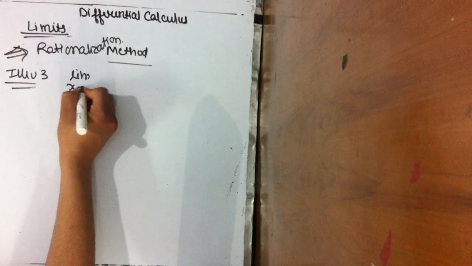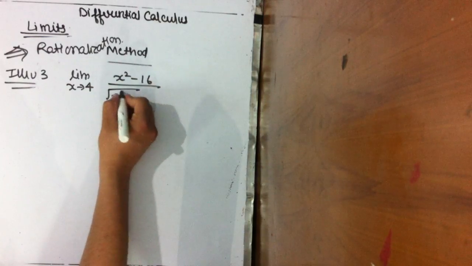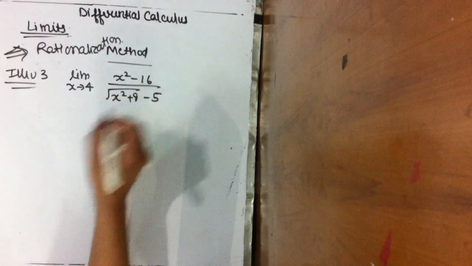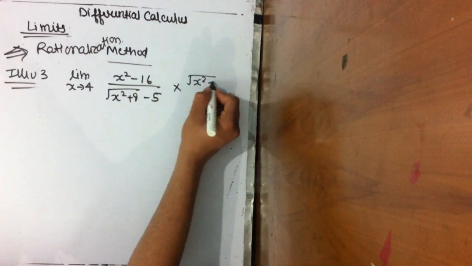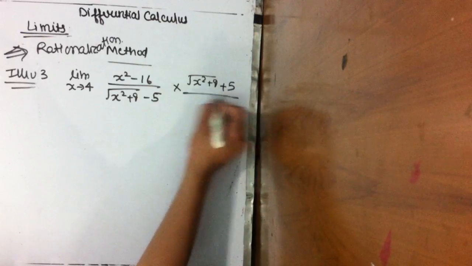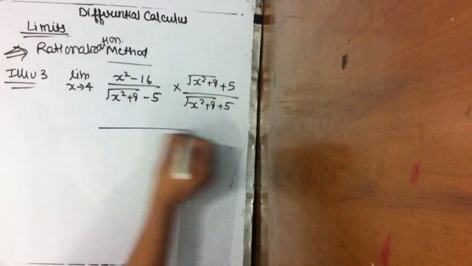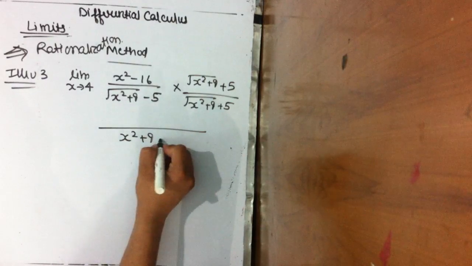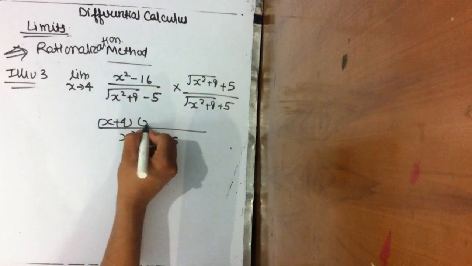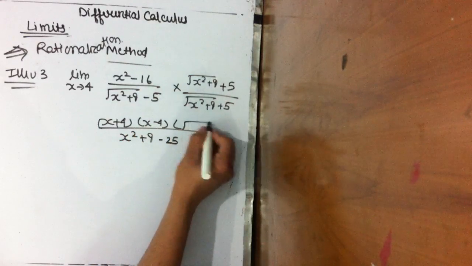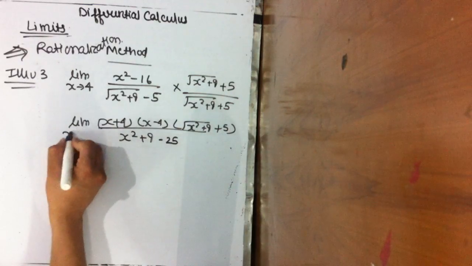limit x approaches 4, (x square minus 16) divided by (root over x square plus 9 minus 5). So on rationalizing again by root of x square plus 9 plus 5 divided by root of x square plus 9 plus 5, down you'll be getting x square plus 9 minus 25, and above it is x plus 4, x minus 4 and the similar root x square plus 9 plus 5, limit x approaches 4.